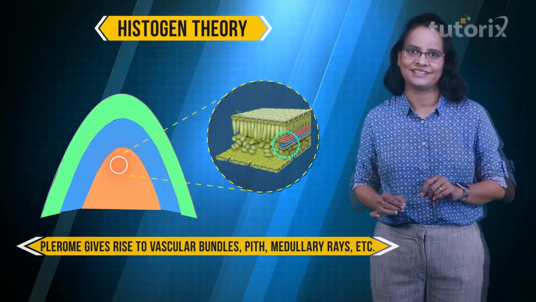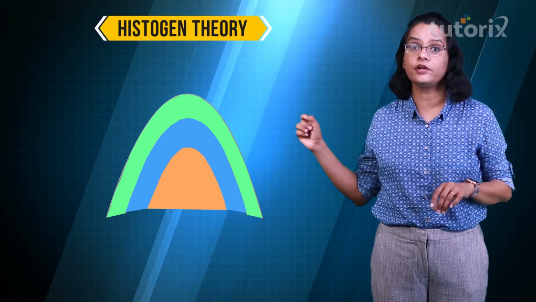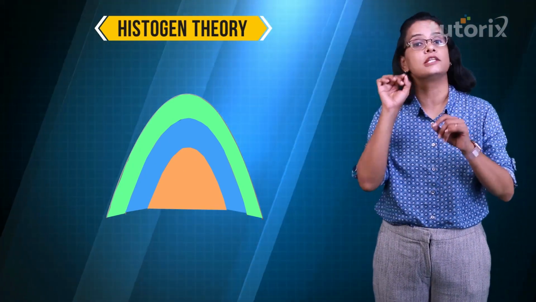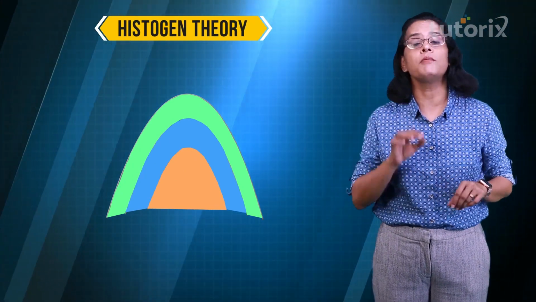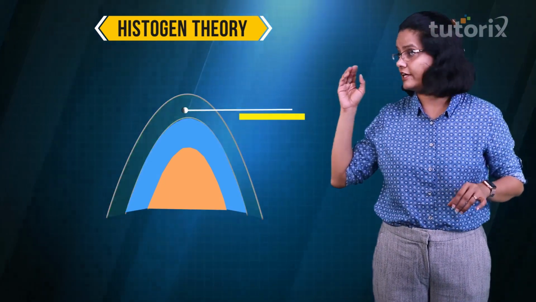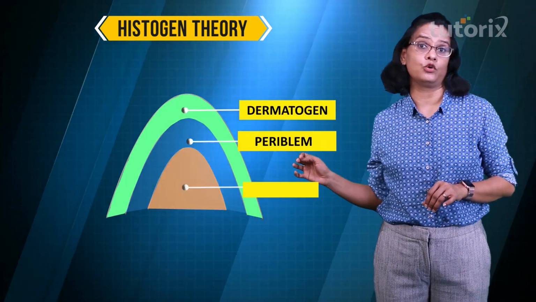in a plant. So, according to histogen theory, there are three regions in the shoot apical meristem which form different tissues in plant, which are dermatogen, periblem and plerome. Now moving on to the next theory, which is the tunica corpus theory.